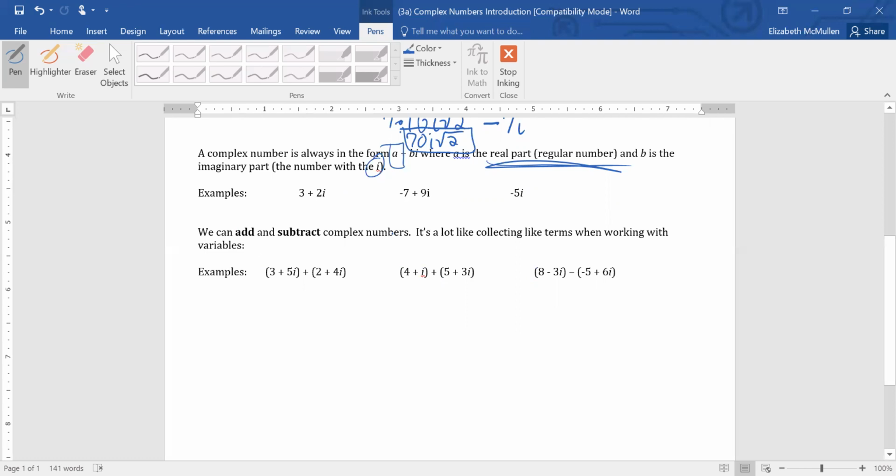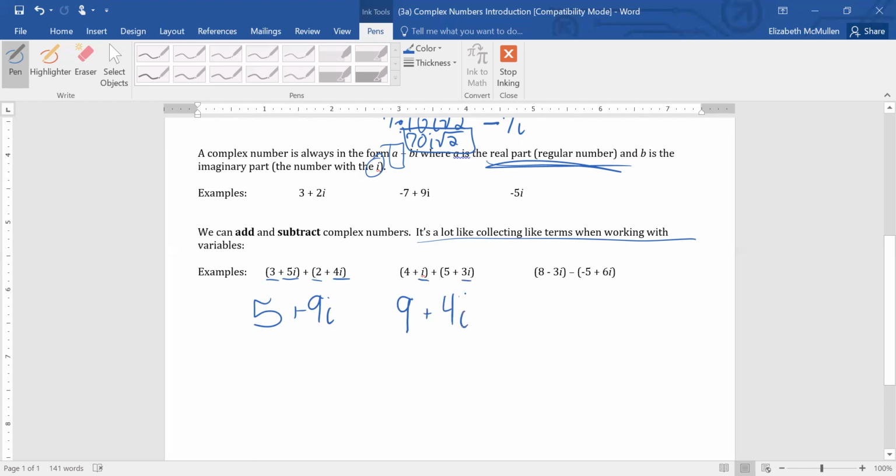We can add and subtract complex numbers. It's a lot like collecting terms when working with variables. It's exactly like combining like terms. So I have 3 plus 5i plus 2 plus 4i. 3 plus 2 is 5. 5 i's plus 4 i's gives me 9 i's. Same thing here: 4 plus 5 gives me 9. 1i plus 3i gives me 4 i's.